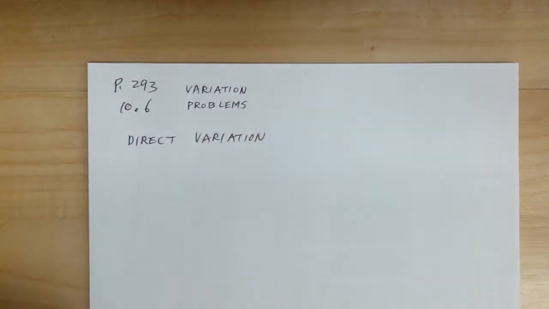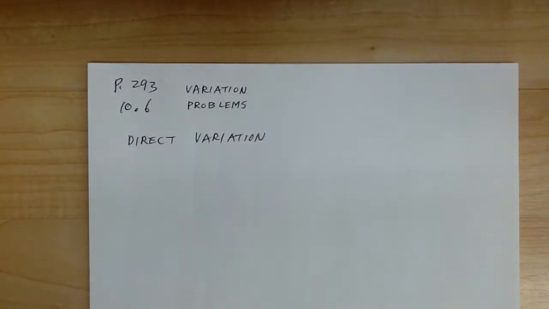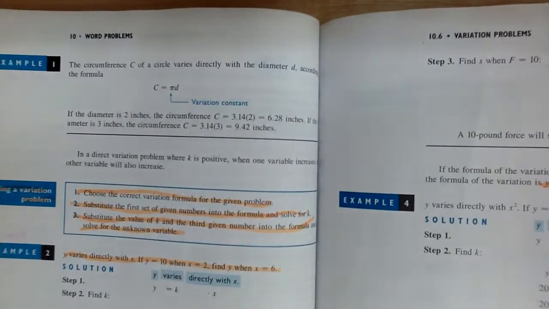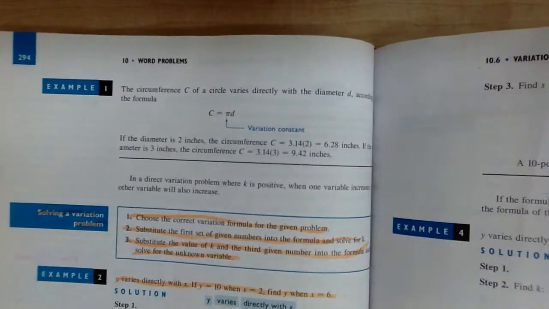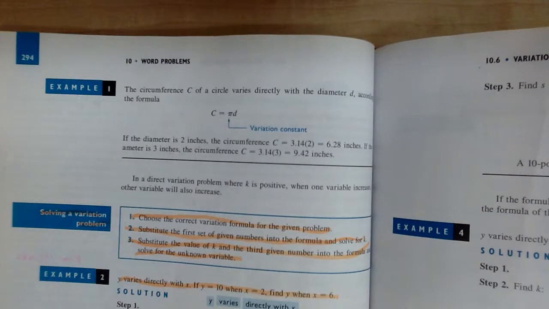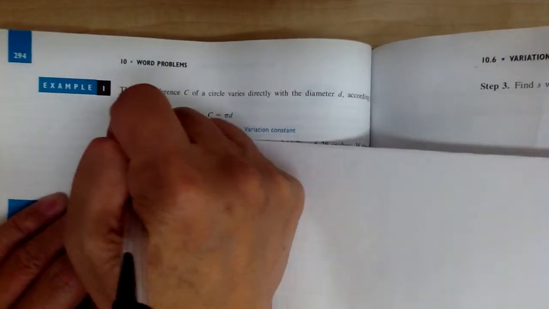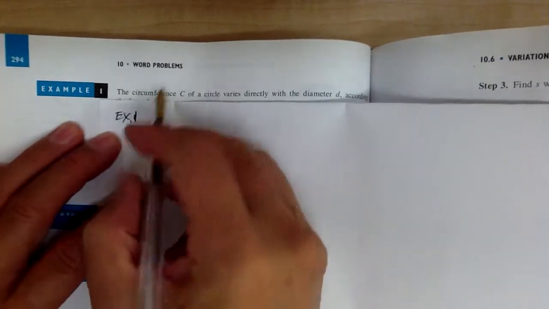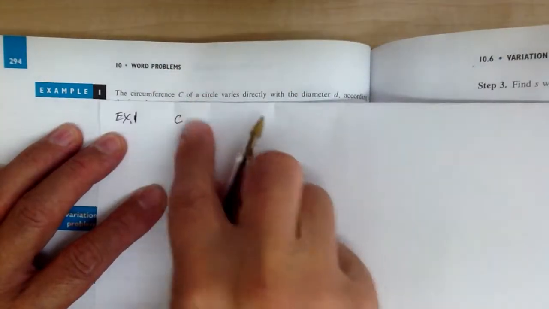And the way you're going to do direct variation is first you need to know how to translate. Okay, so let's go over how to translate this. So let's go to example 1. And just like before, when you're doing the translation, you write down what it says as you go, right? So on example 1, it says the circumference C of the circle, right?